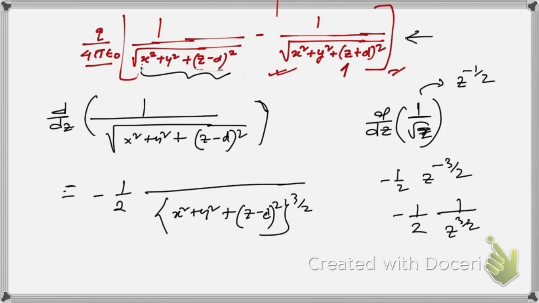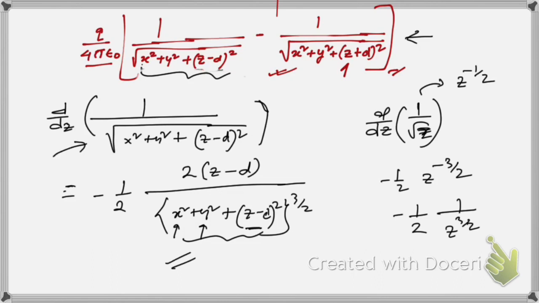Now you can see this is not only z, though we are differentiating with respect to z. Derivative of x square with respect to z is going to be 0. With respect to z, derivative of y square is also 0. Again, if you differentiate this z minus d whole square, then you should get 2 times z minus d, and if you differentiate z minus d, then you should get 1 only. So that's why this is the derivative of this, right?